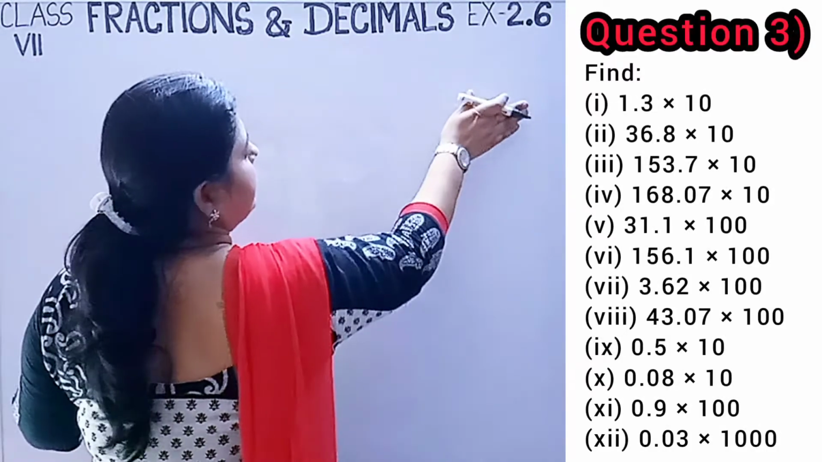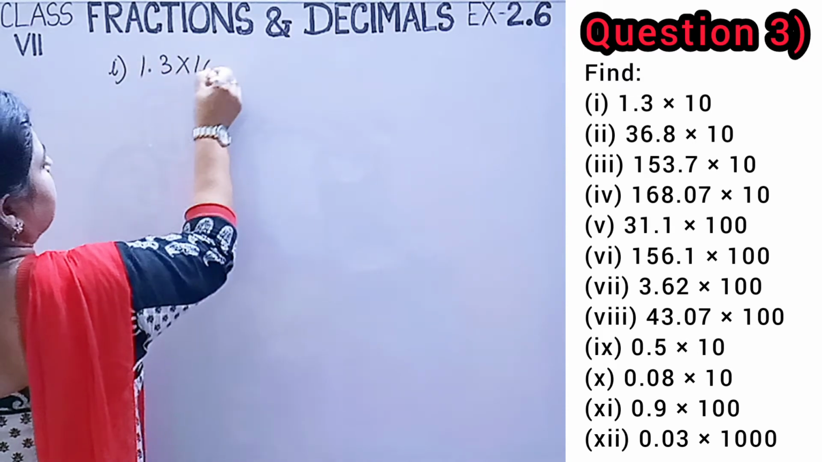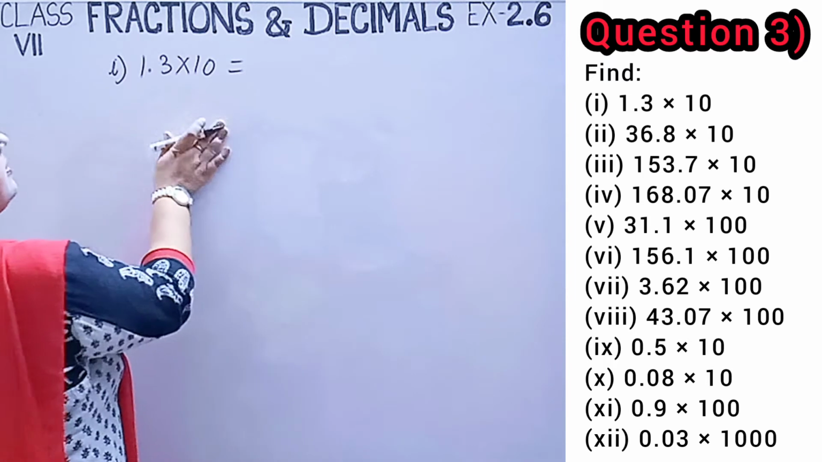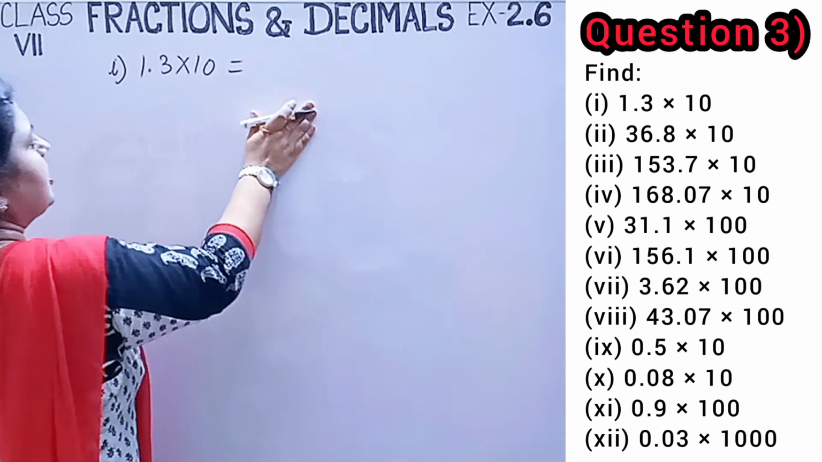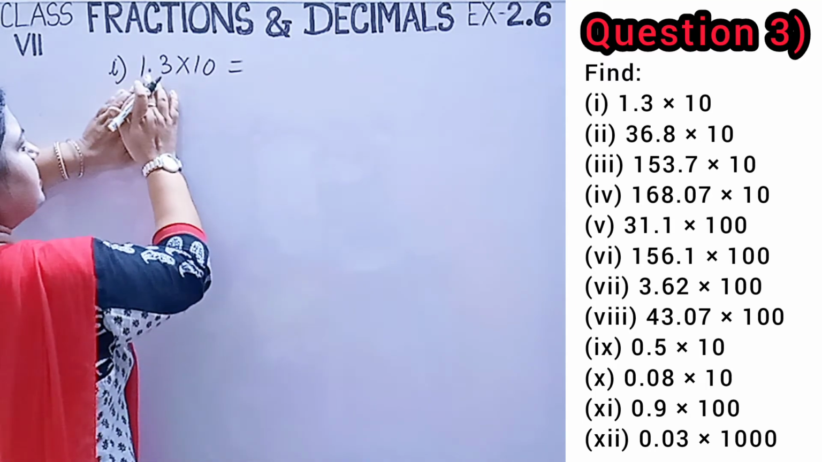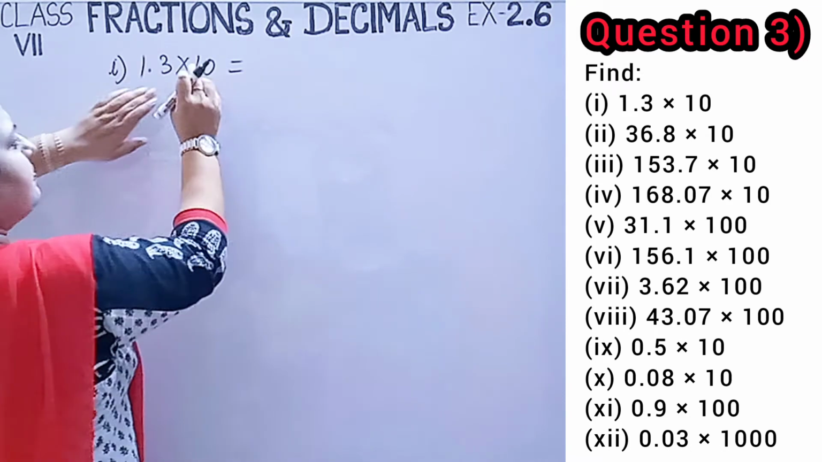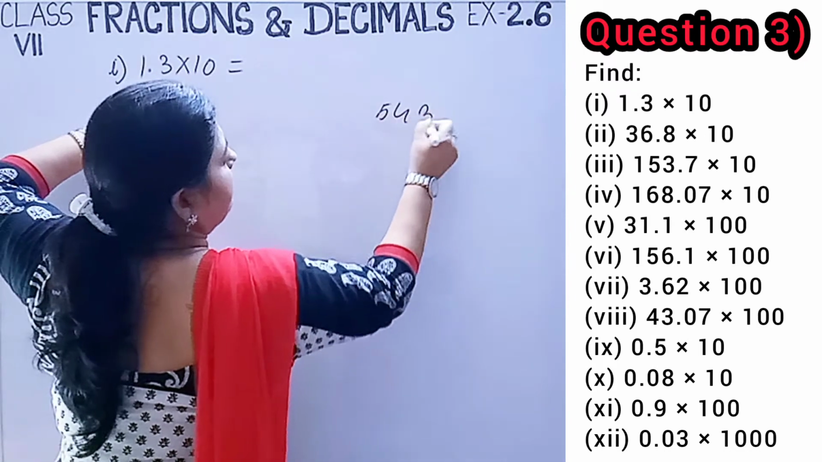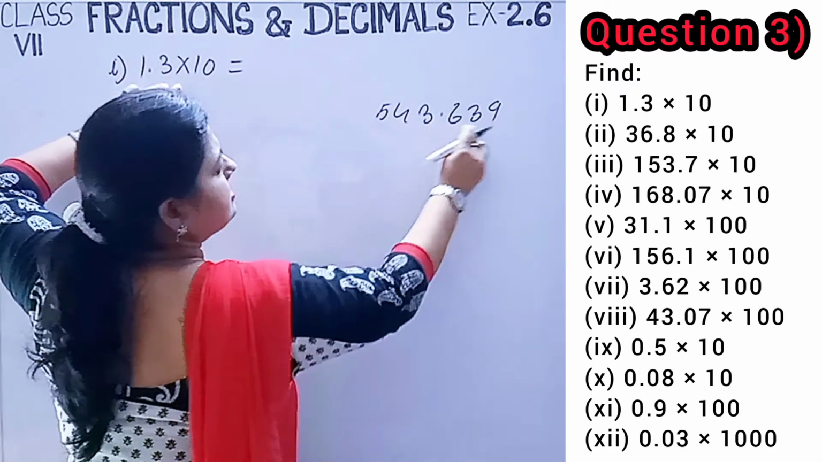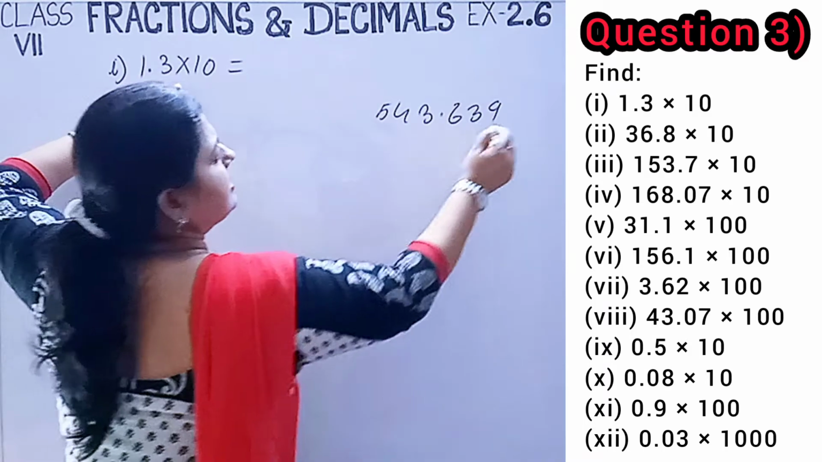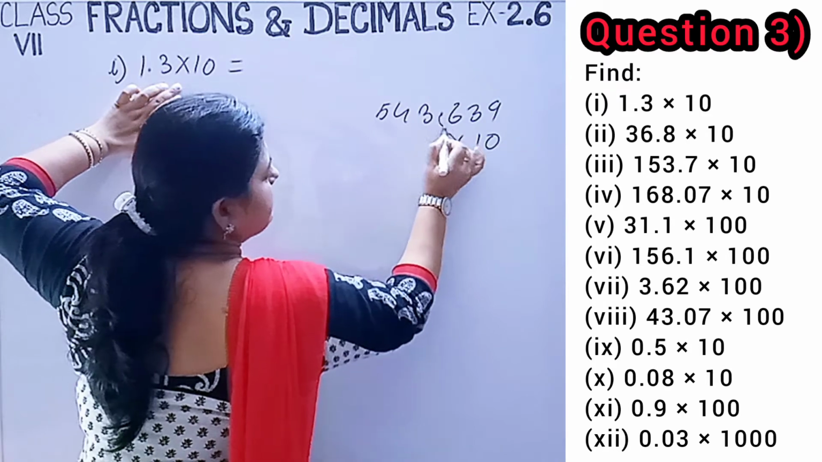Question number 3, find. Here we have to multiply. So part 1, 1.3 into 10. So we have to apply the rule of multiplication when we multiply by 10, 100 or 1000. In this we have to shift the decimal according to the number of zeros. Here we have 10. I am taking one example. If we have this number 543.639, if I want to multiply this by 10, it means I have to shift this decimal one digit.